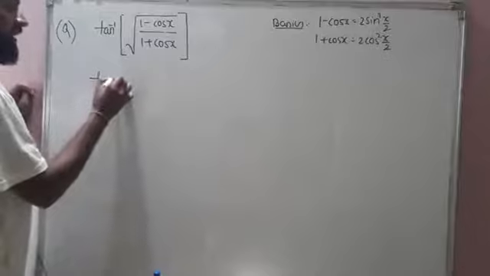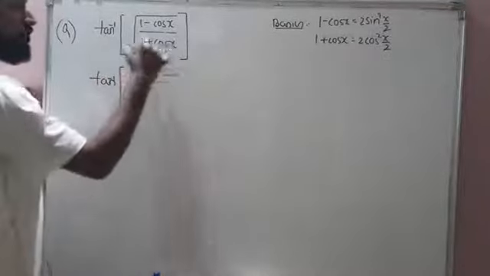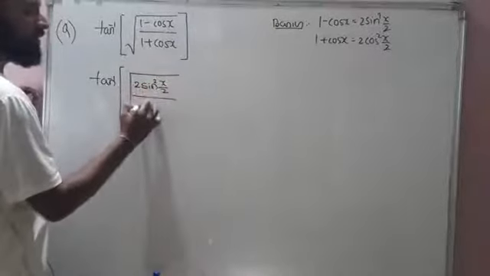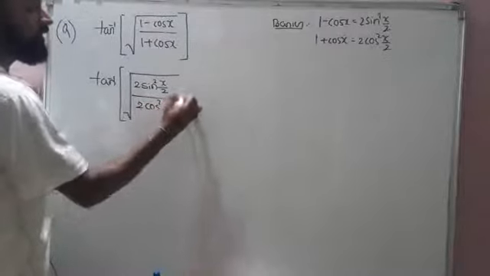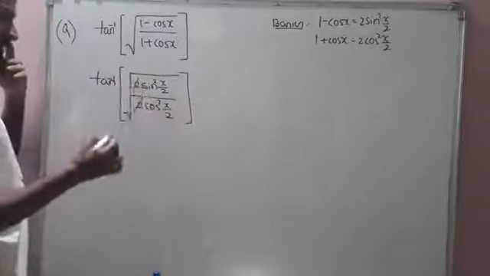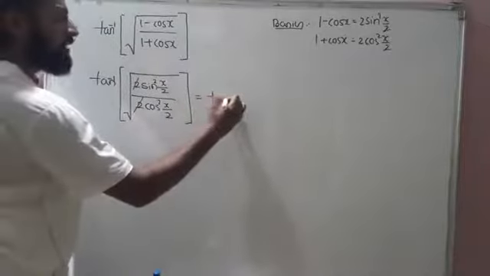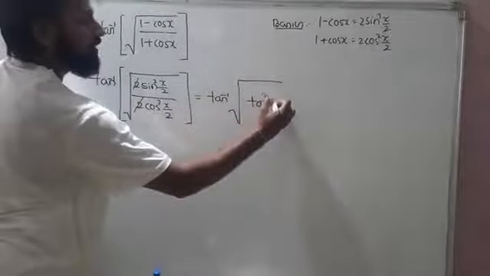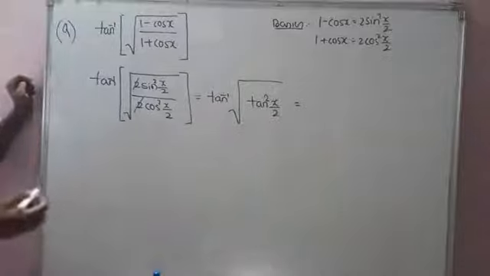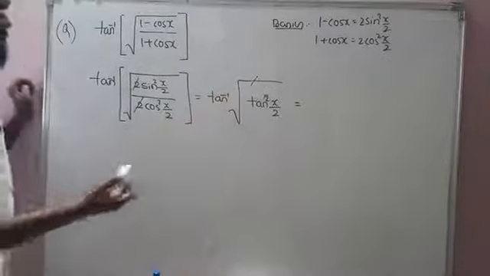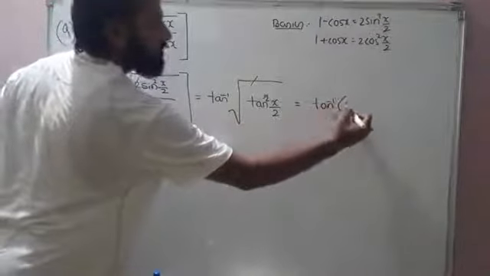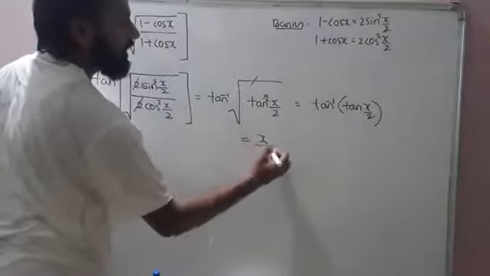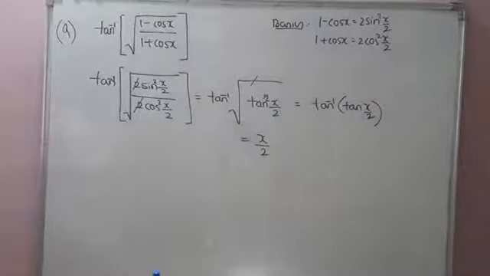Well, this is tan inverse of under root of 1 minus cos x, which is 2 sin square x by 2, whole divided by 2 cos square x by 2. Now you can see that 2 cancels each other and I will be left with tan inverse of under root of sin square by cos square, that is tan square x by 2. Now we can easily see, my dear friends, root and square cancel each other. I will be left with tan inverse of tan x by 2, and finally tan inverse and tan cancel each other. I will be left with the answer x by 2.